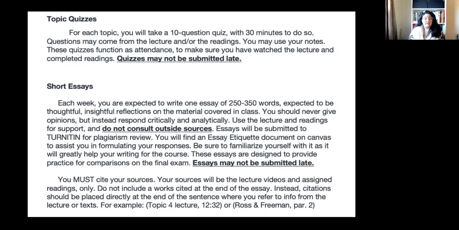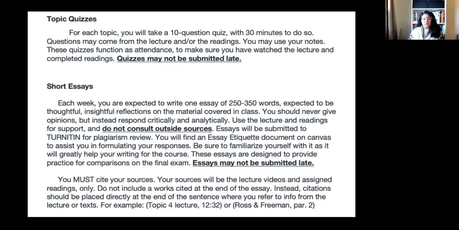They also may not be submitted late, just like the quizzes. And you must cite your sources. Now, I know I just said you can't consult outside sources, but you're getting your information from somewhere, right? You're getting your information from the video lectures and from the readings, and Rutgers takes academic integrity extremely seriously. So you will need to cite the lecture videos and the assigned texts.